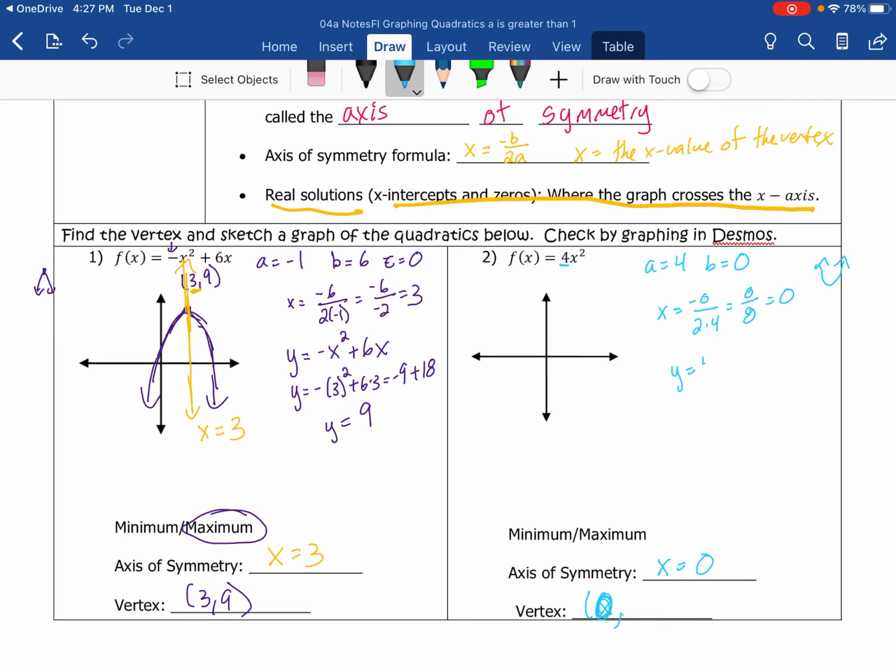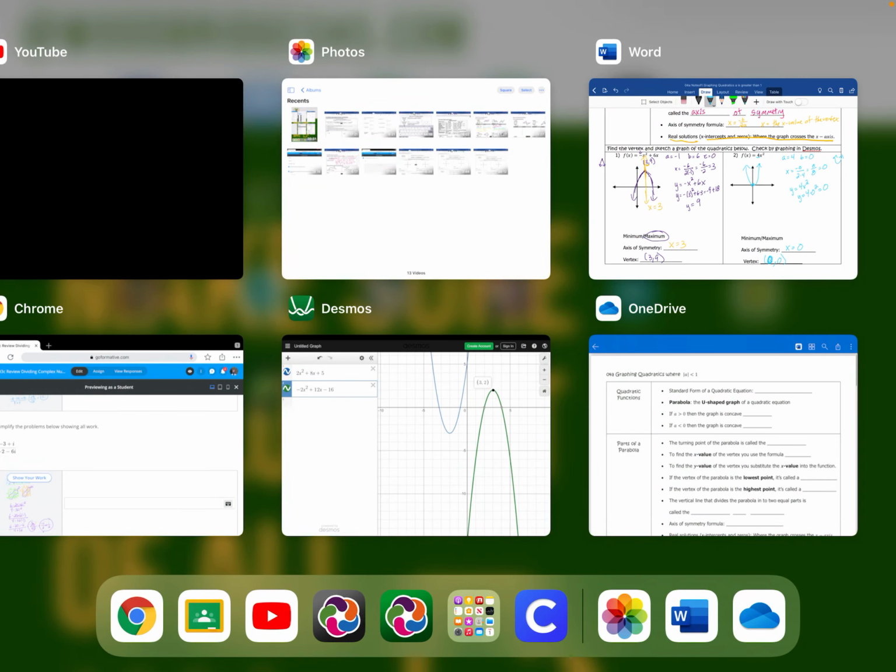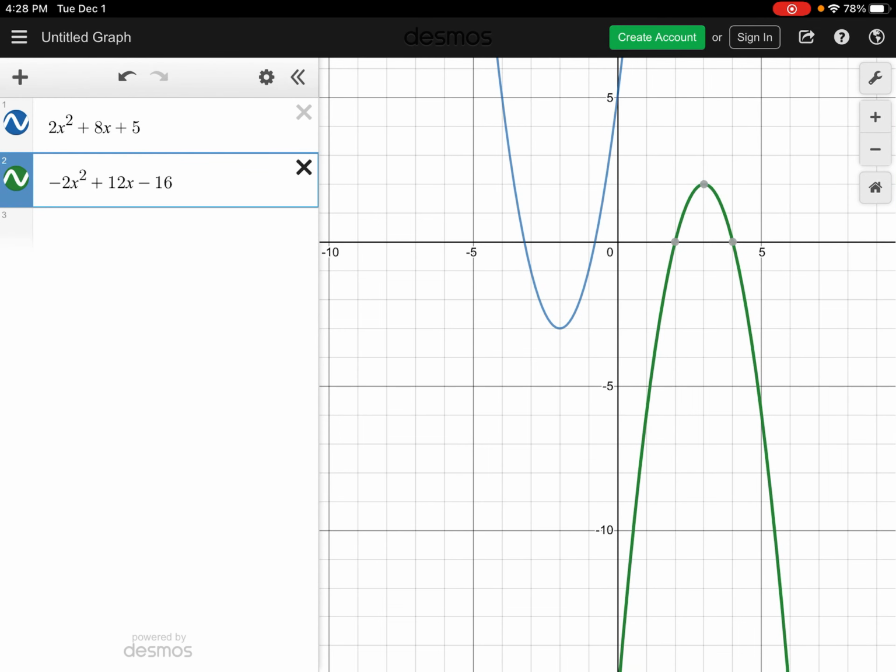So then to find the y value, y is equal to 4x squared, y is equal to 4 times 0 squared, which is equal to 0. So the vertex of my parabola is 0, 0. So what would my graph look like? It's going to look something like this. Okay, and so we can check these in Desmos. So negative x squared plus 6x.